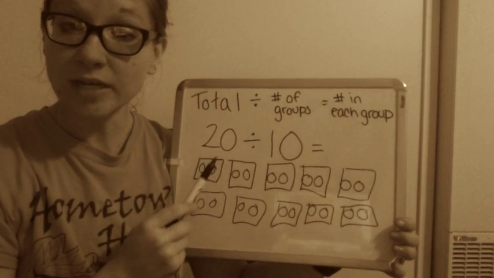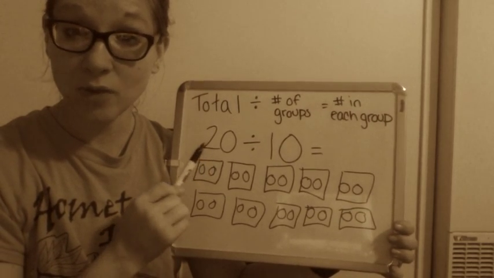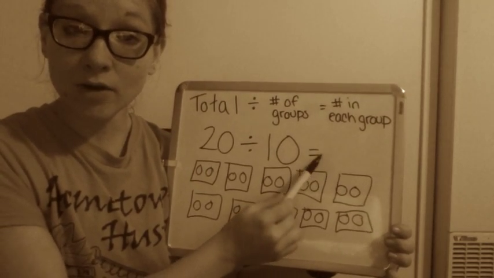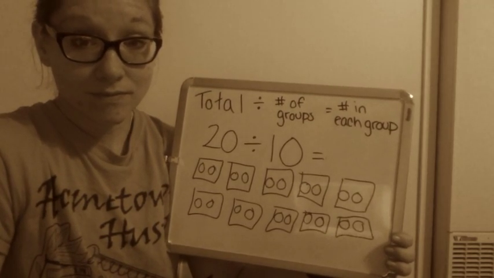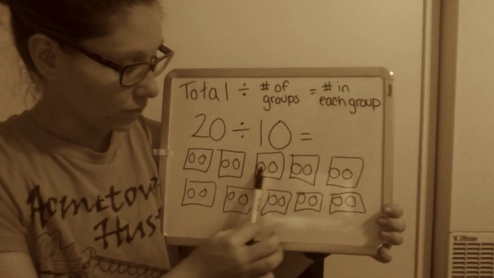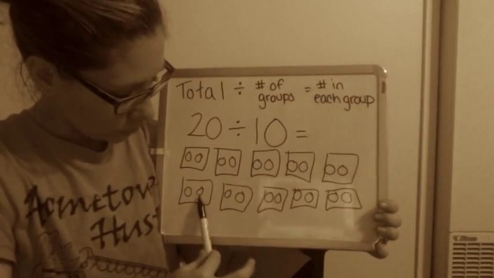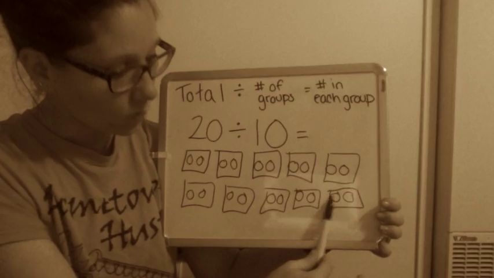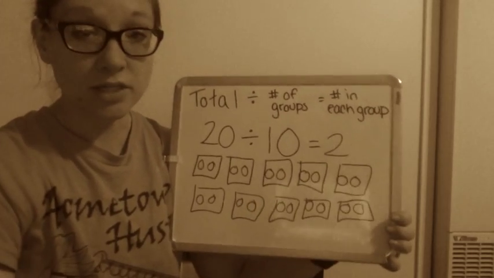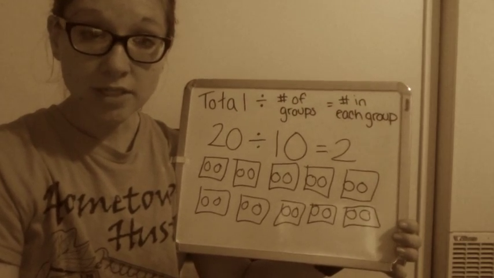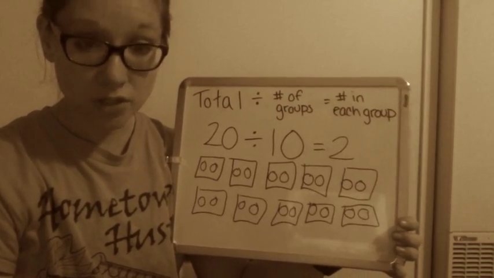We're stopping because we had 20 objects, 20 cookies. Now our quotient, how many cookies are in each bag? 1, 2, 1, 2, and so on, across all 10 bags. So our answer here, our quotient, is 2. 20 divided by 10 equals 2.